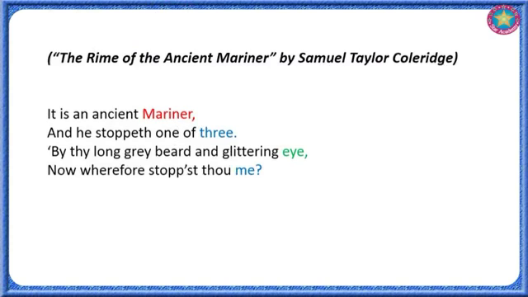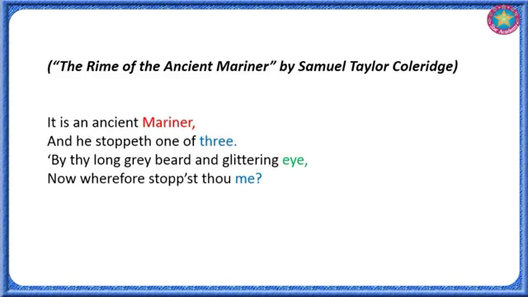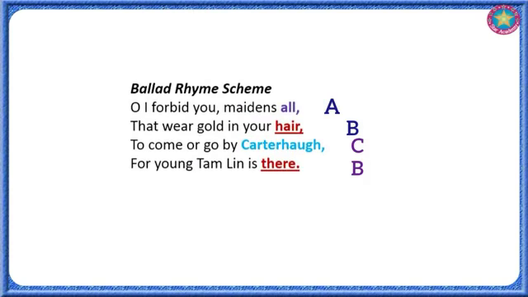Here is an example of a ballad, and this is the famous poem of Samuel Taylor Coleridge, The Rime of the Ancient Mariner. You can see the rhyme scheme here, A, B, C, B. Moving to another example, here you can also see the ballad is composed of four-line stanzas and the rhyme scheme is A, B, C, B.